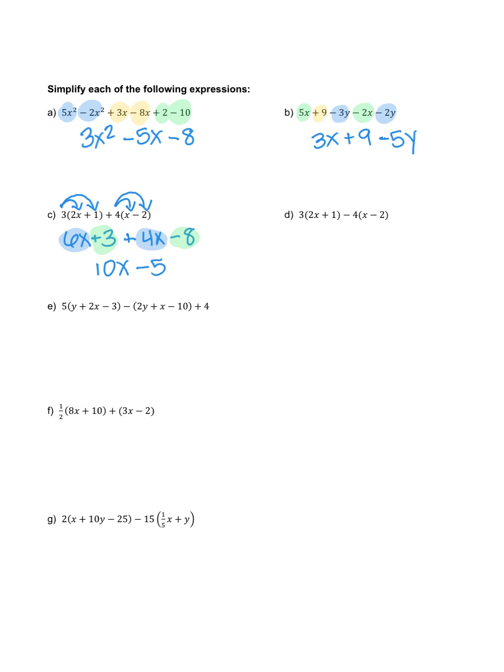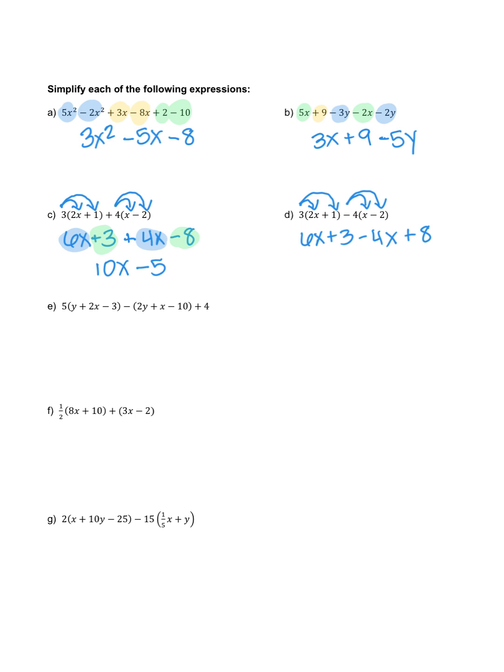Let's go to letter D. More distributing. Let's go ahead and do our distributive property. 3 times 2x is 6x. 3 times +1 is +3. We have our -4. So -4 times x is -4x. -4 times -2 is a +8.